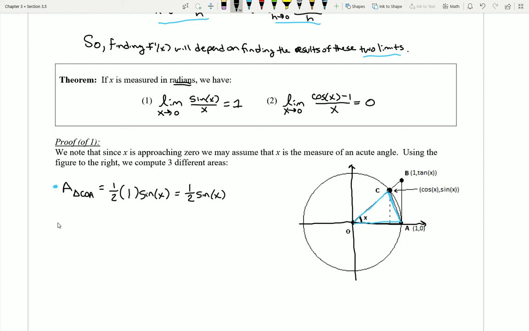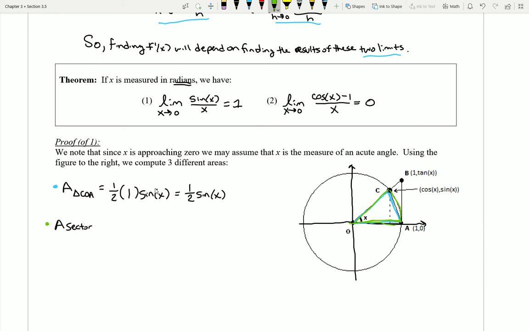Okay, well now I'm going to take a look at a different area. This is going to be an area of a sector of a circle, and I'll color this in green. It's going to be using the same exact sides that we did for the triangle, but instead of taking this slant side here, I'm actually going to come around the edge of the circle. So notice that this green area is going to be slightly larger than the blue area for the triangle.